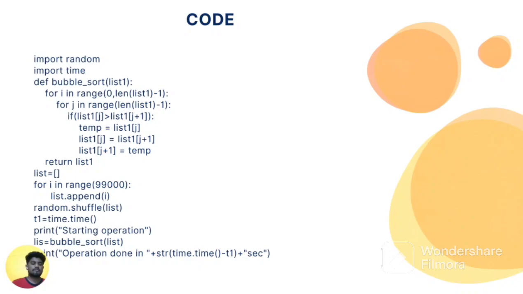Here we are going to store the timestamp in a variable t1. Then we print starting operations once we call the bubble sort method. The argument passed to the bubble sort method is the list. The list is nothing but the randomly shuffled list, which consists of numbers 0 to 99,000 in random order. Once the sorted list is returned, we print the operation done, taking the difference between the timestamps, so that we get to know the duration, how long the code has been executing.